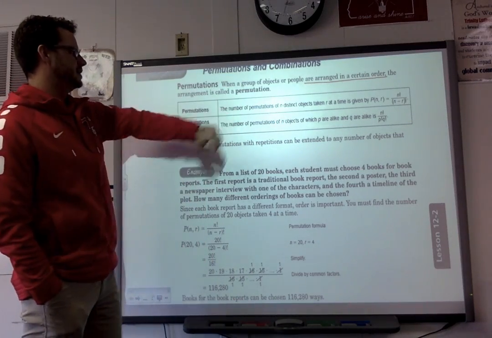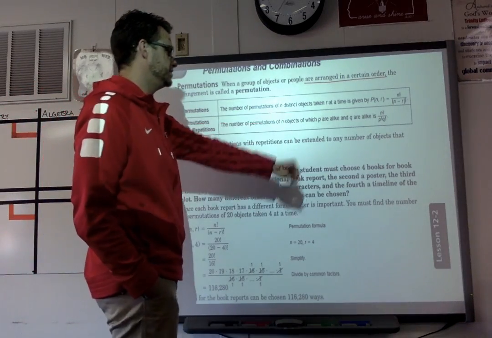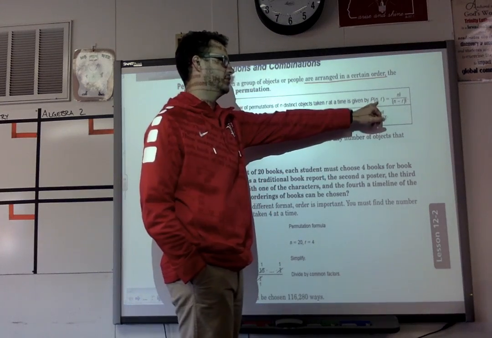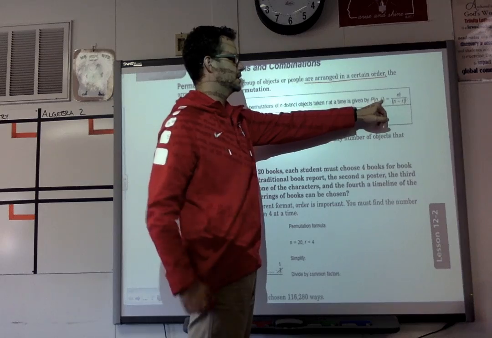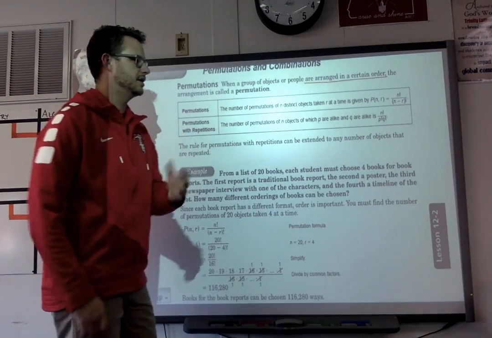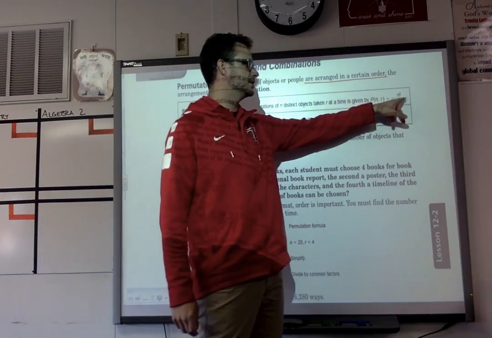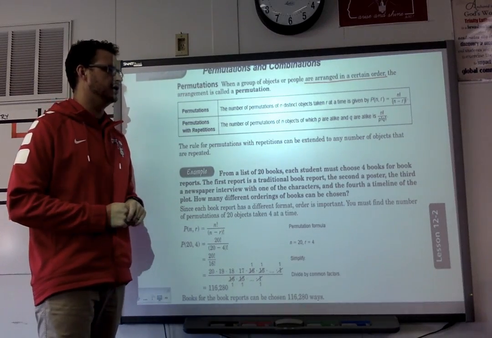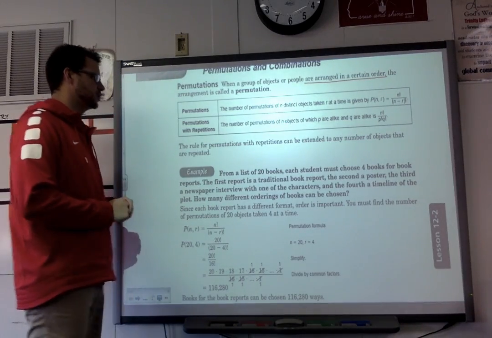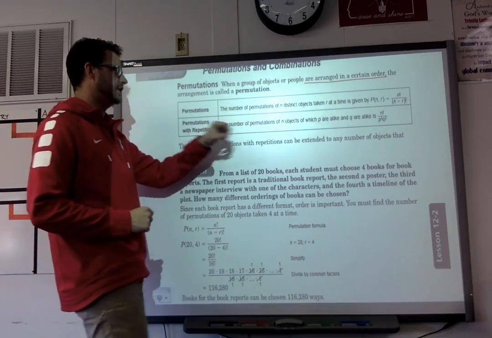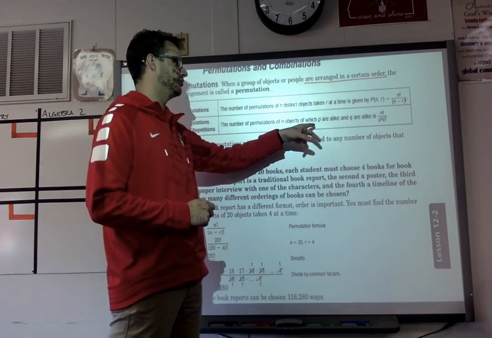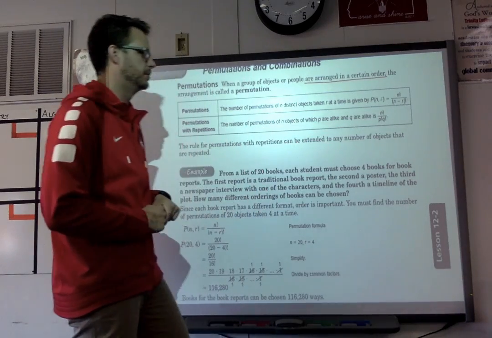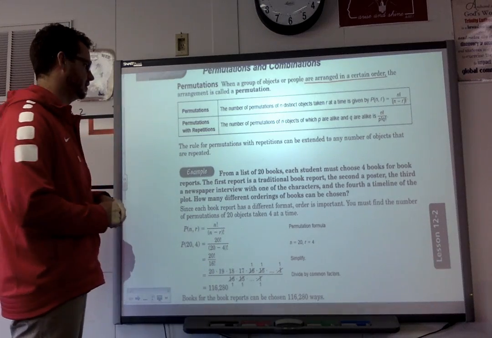So for permutations, the number of permutations of n distinct objects taken r at a time is given by the permutation of n, the number of objects, comma r, however many are taken at a time. And then we can use the equation n factorial over n minus r factorial. Then permutations with repetitions. So again, the number of permutations of n objects of which p are alike and q are alike is n factorial over p factorial times q factorial.